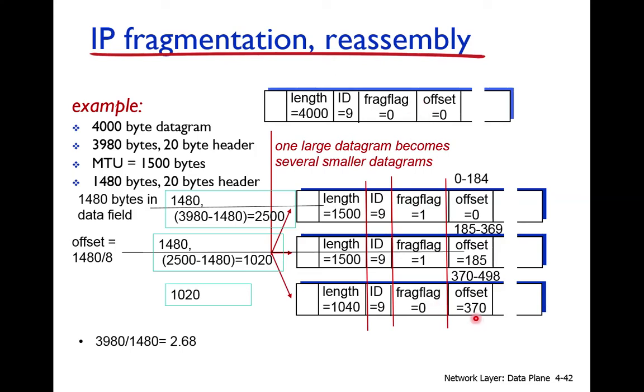It has offset 370, so it has the data starting from offset 370. When these packets are received, this is how they are added. Basically, this offset flag is used. Offset 0 means that this is the first packet, so it will be stored.